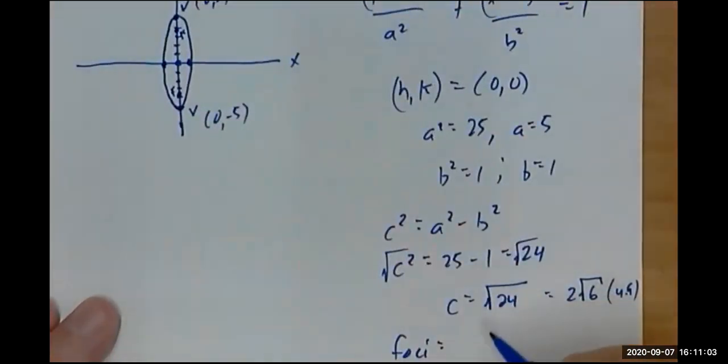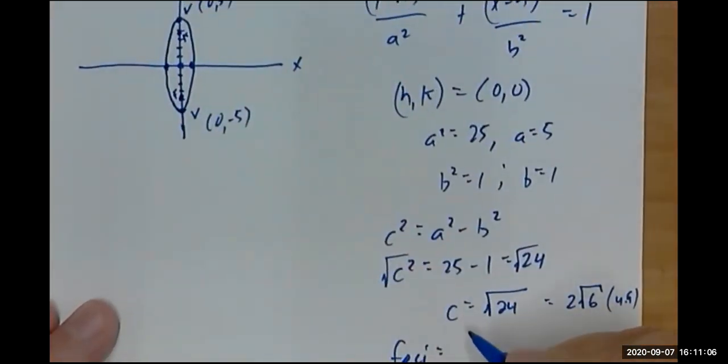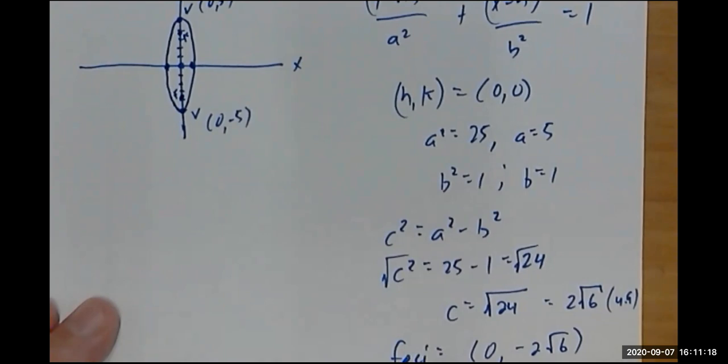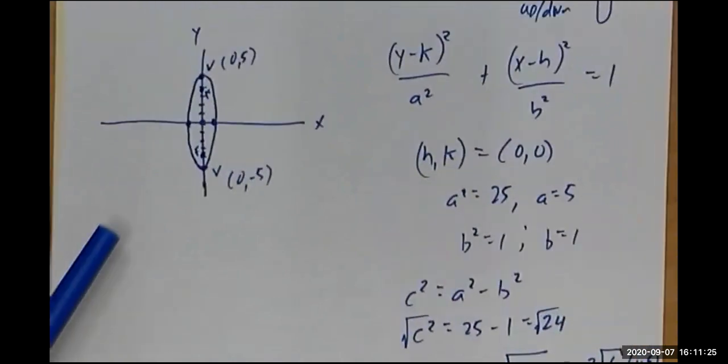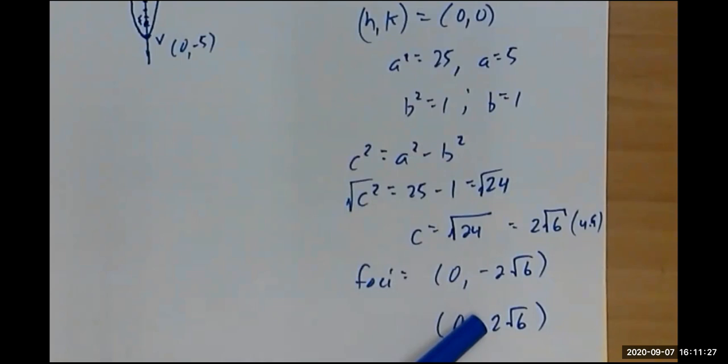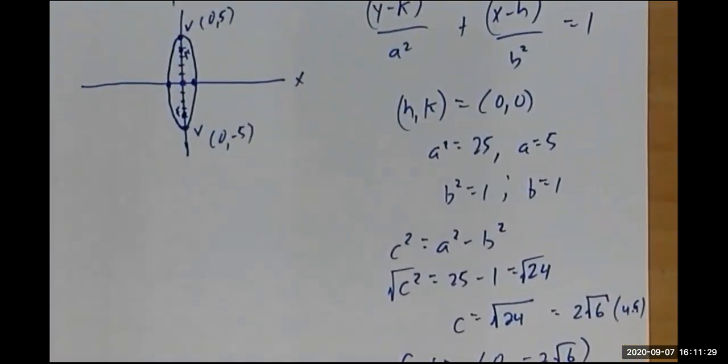All right. So then the foci, once again, since the center's at the origin, in this case, the foci down at the bottom is going to be (0, -2 square root of 6). And the foci at the top is (0, 2 square root of 6). So here's the vertices. Here are the foci. The graph should look something like this.